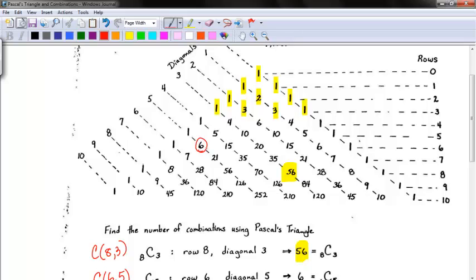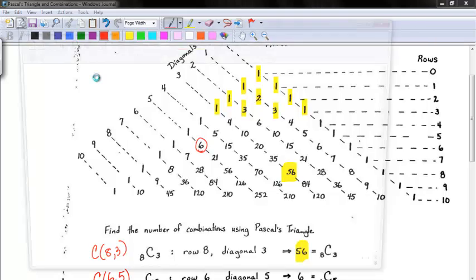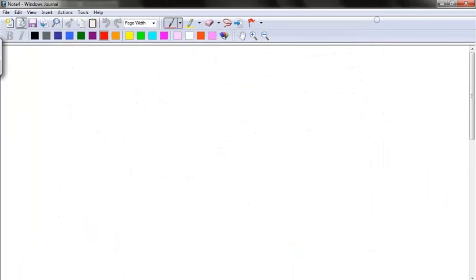Then I want to go through the notes on, this is actually on 13.6. And this ties in with what we did on the binomial theorem. And we're going to tie it into probability.